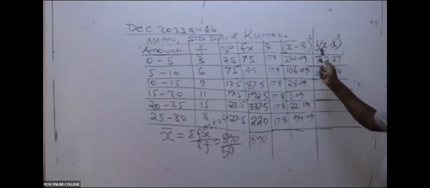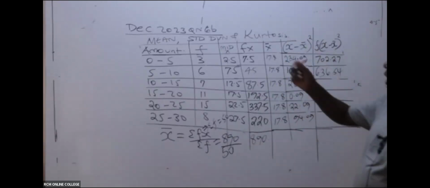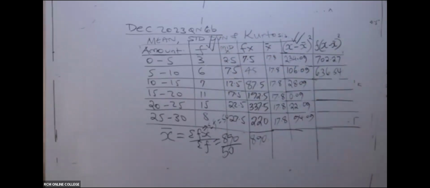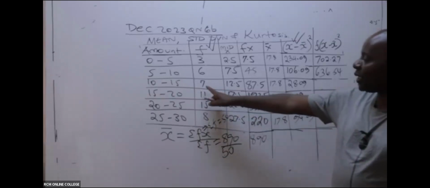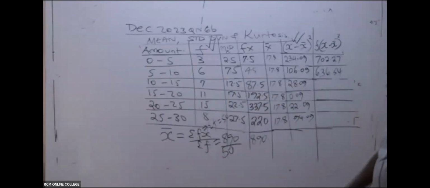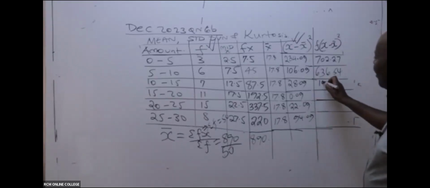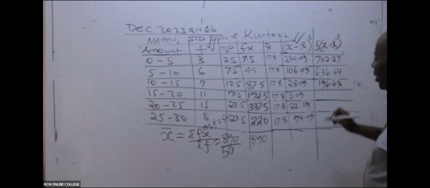Then we go to the next one. Remember, it's frequency times this. What I'm doing is taking this frequency times this. Great. So now we are on the third one. We take the frequency, which is 7, times this 28.09. What do we have, ladies and gentlemen? 196.63.